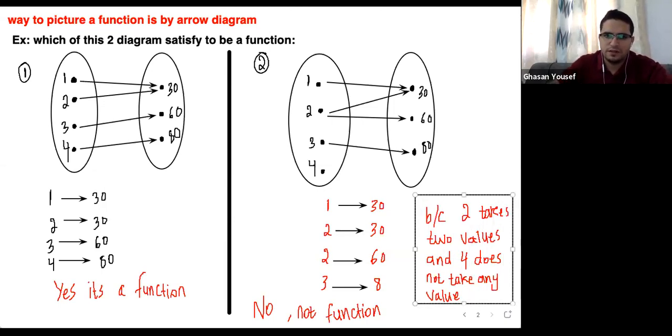Any questions here? Makes sense? Okay, now we have an example. We're going to define a function and evaluate some points. So here, example number 2.